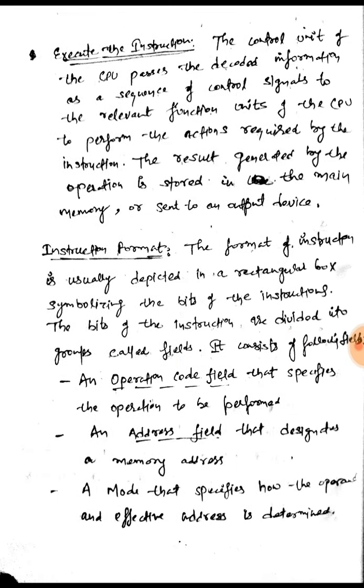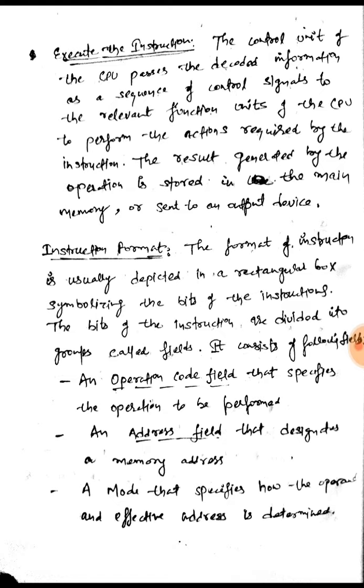Then in the last, the execution of the instruction: the control unit of the CPU passes the decoded information as a sequence of control signals to the relevant function unit of the CPU to perform the actions required by the instruction. The result generated will then be stored in the memory, or it will be displayed on the output device.